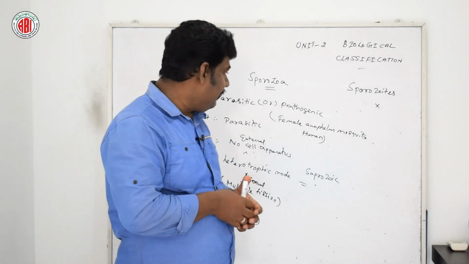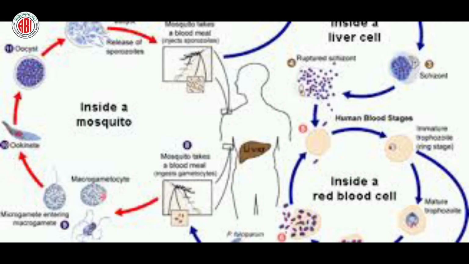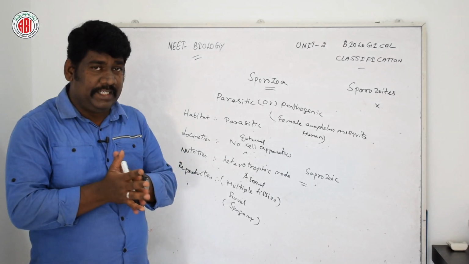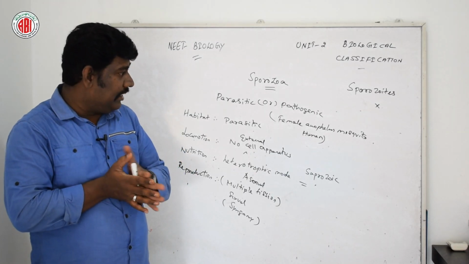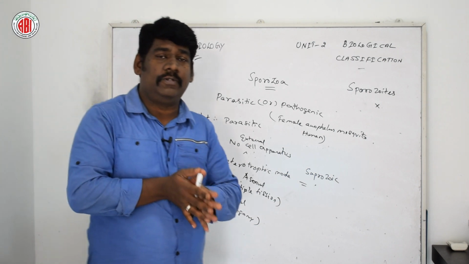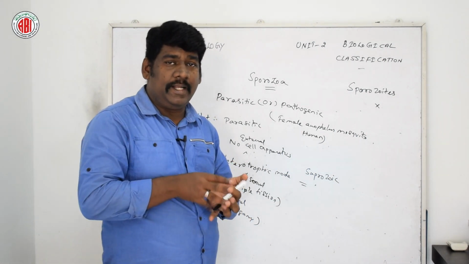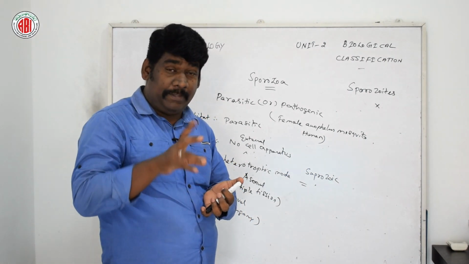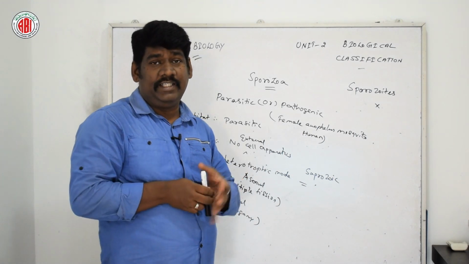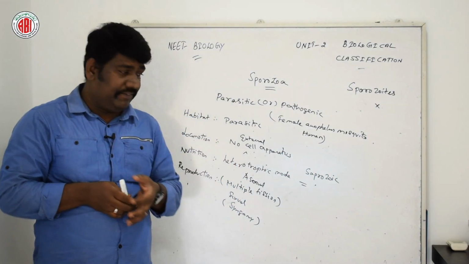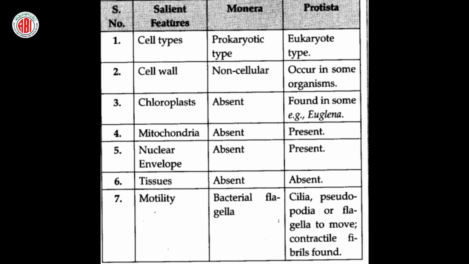And look at this picture of the sporozoan organism in detail. You will be able to understand. Then we will talk in detail about the malarial parasite, how it carries out its life cycle, in another video.